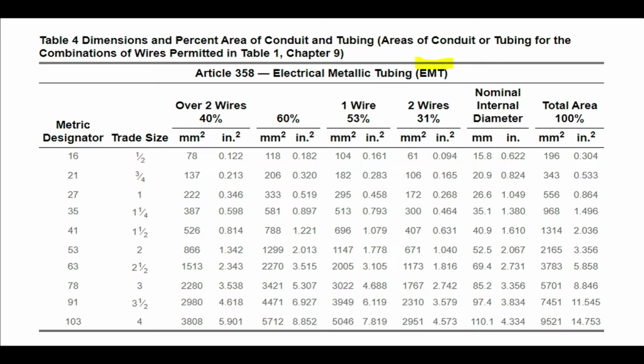Now, if I've got over 2 wires in the conductors, in the conduit, we're going to use that 40% fill. If I've got 1 wire, we'll use the 53% fill column, and 2 wires is going to be 31%. Where we use the 60% is when we've got a nipple, an area of conduit that's only 24 inches or shorter. We don't have the physical limitations on that, so that's when we would use that 60% column.